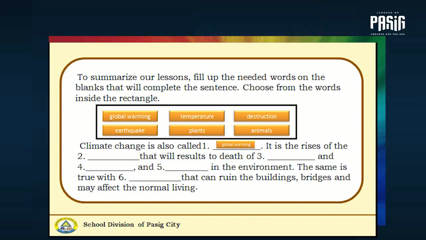It is the rise of the blank that will result in death of blank and blank in the environment. Timer starts now. It is the rise of the temperature that will result in death of plants and animals and destruction in the environment. The same is true with a blank that can ruin buildings, bridges, and may affect the normal living. Timer starts now. And the answer is earthquake. Who got perfect? Good job!